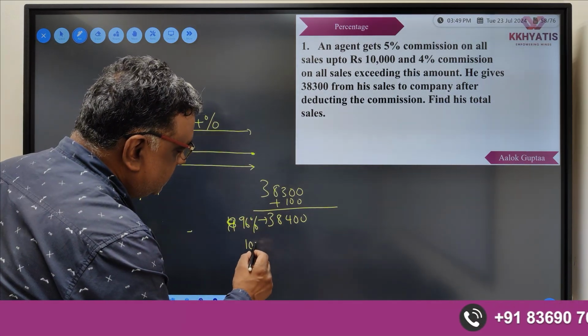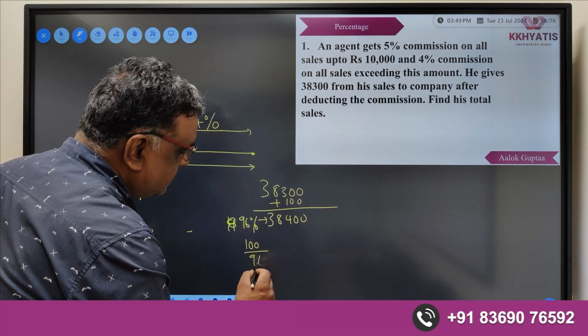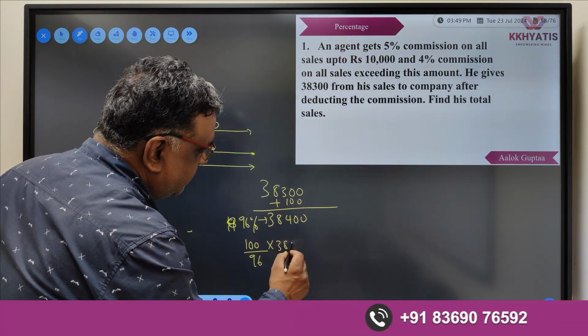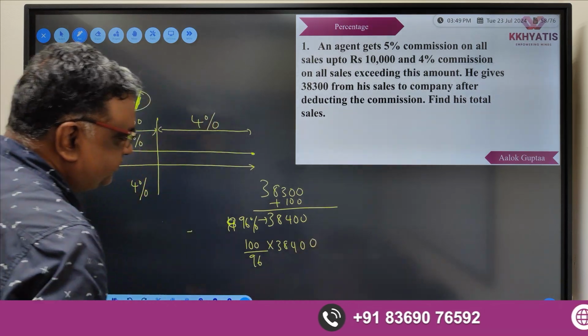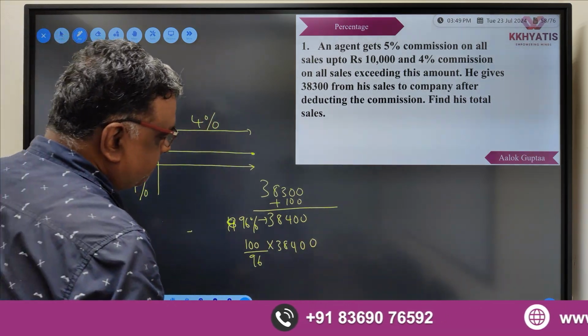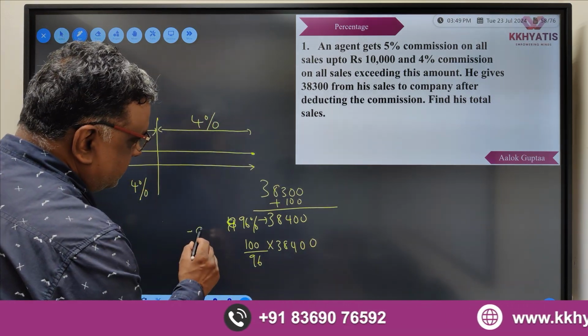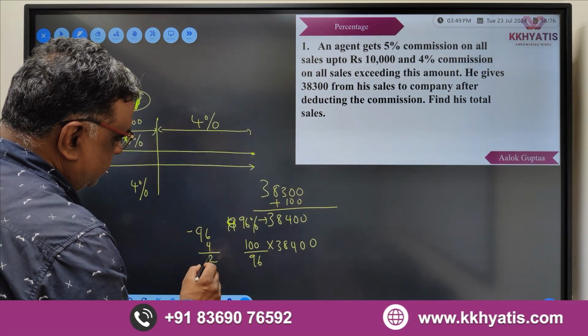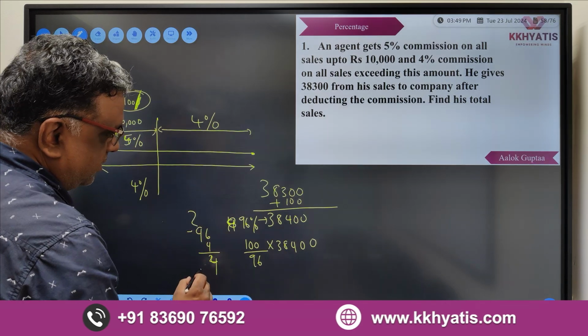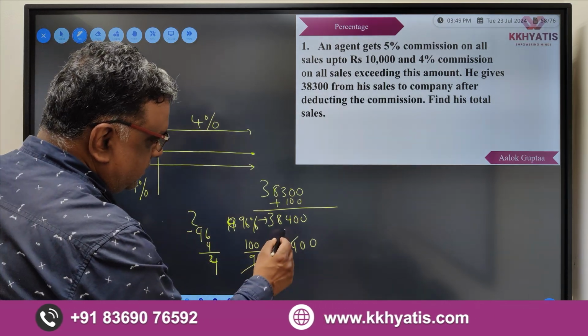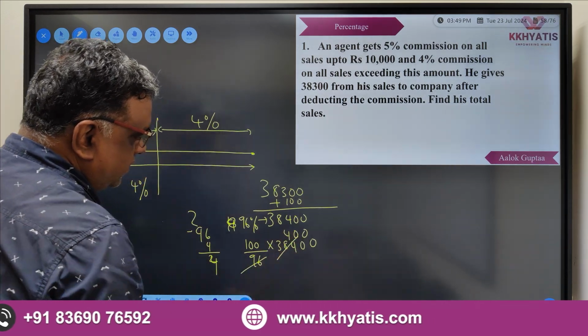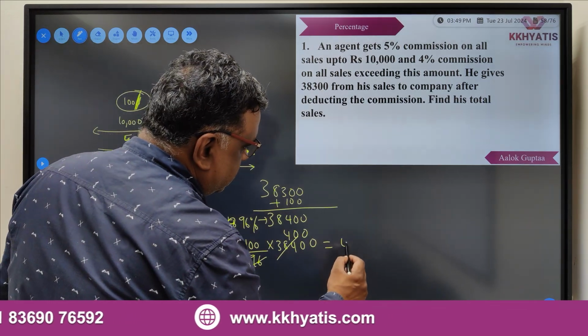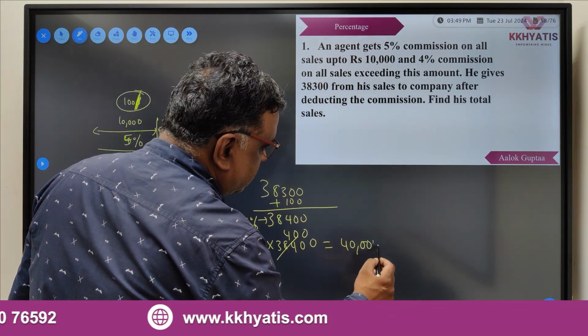So 100% will be how much? 100 upon 96 into 38,400. So I can say 96 into 4, 24, 4 to 384. So this will get cut. This will be 400. So his sales would have been 40,000.